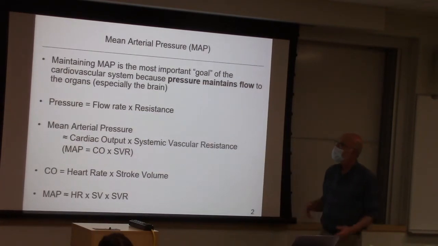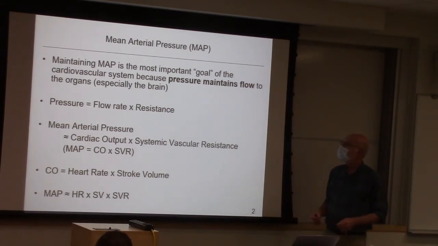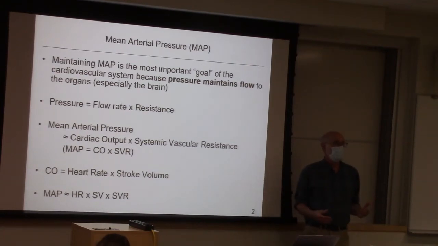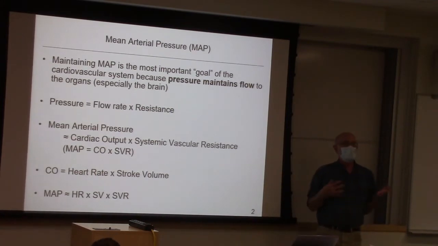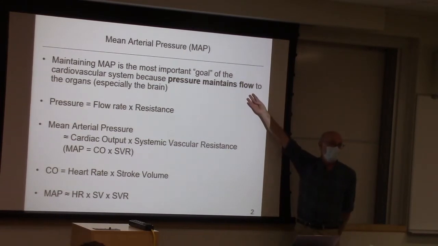And so as long as we're talking about pressure, let's talk a little bit more about pressure. Maintaining pressure is one of the most important functions of the cardiovascular system. Because without pressure, you don't have flow. And without flow, you don't have the blood going to where it needs to go. So we think in terms of flow, but it's also useful to think of pressure because pressure generates flow. So maintaining blood pressure is one of the most important functions of the cardiovascular system.